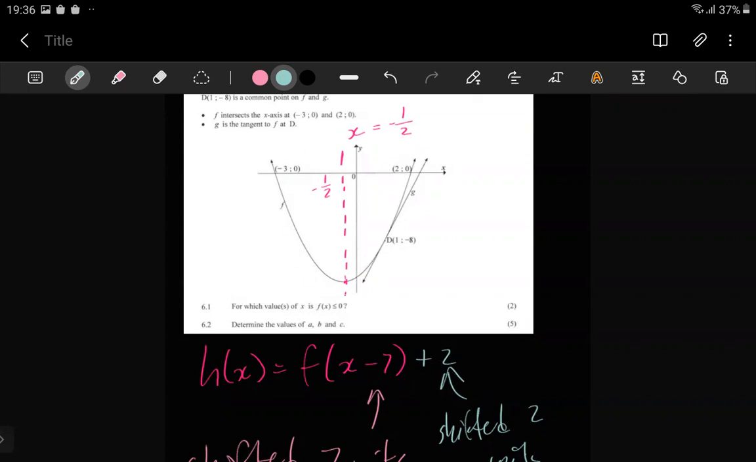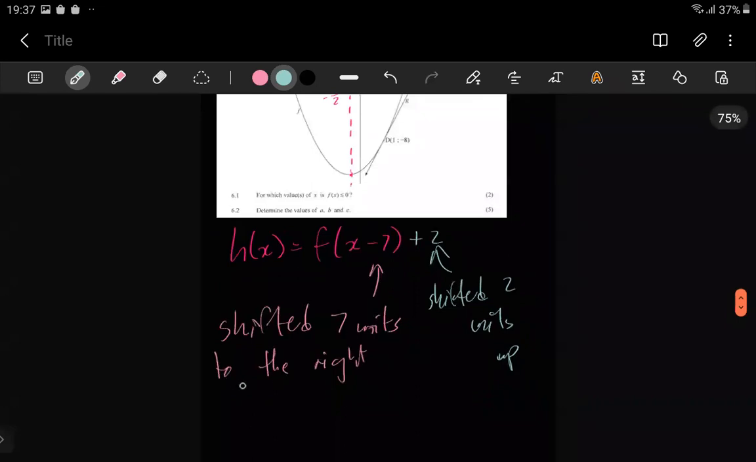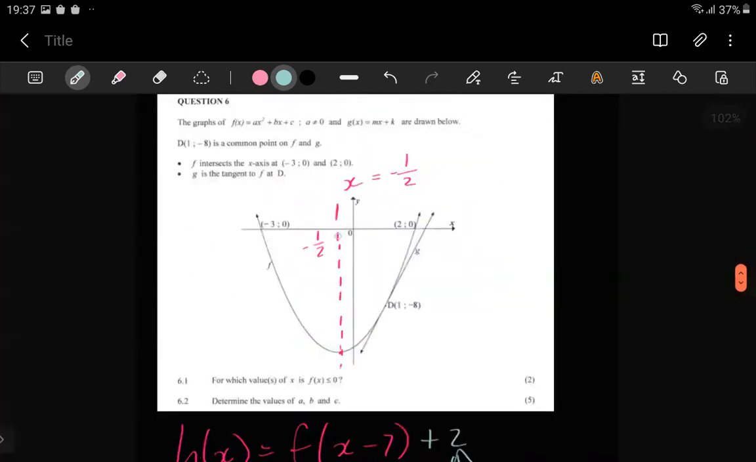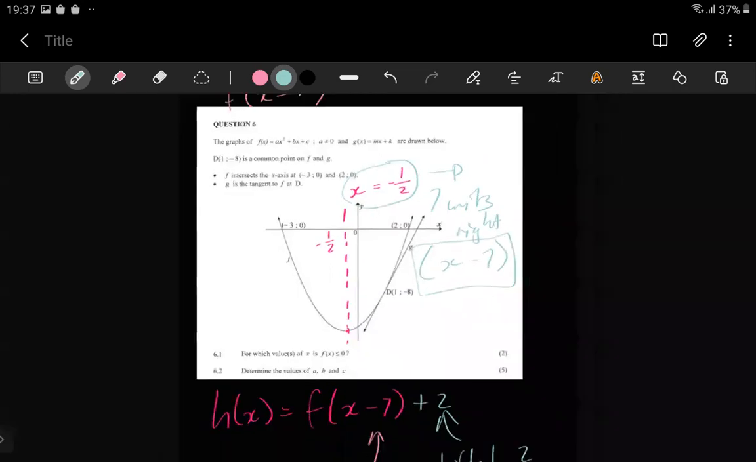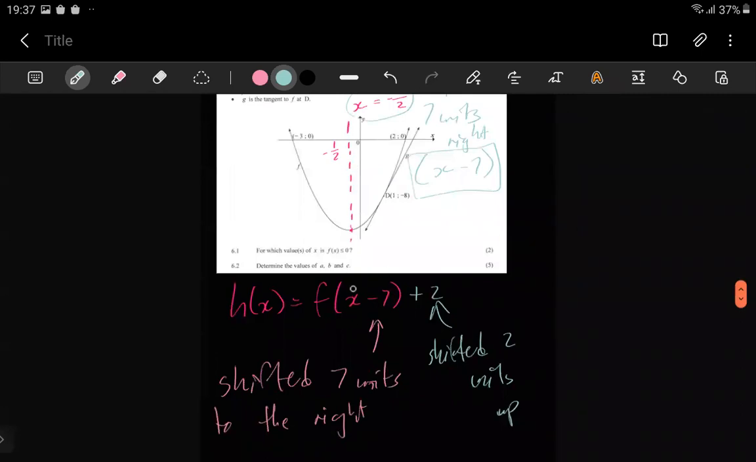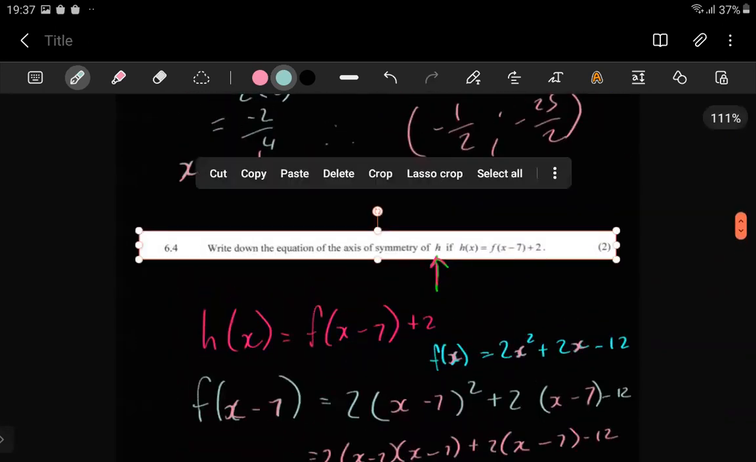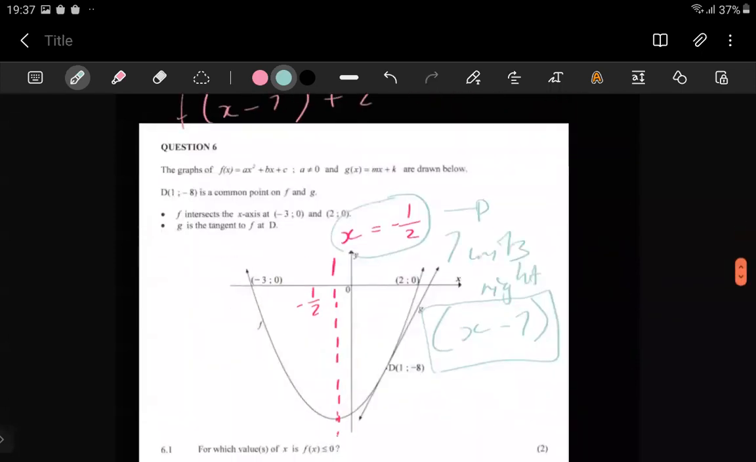So the shift of 2 units upwards is not going to affect our axis of symmetry. However, them moving our graph 7 units to the right is definitely going to affect our axis of symmetry. Because if this whole picture is moved 7 units to the right, it means that the axis of symmetry is also moved 7 units right. That's what this whole x minus 7 portion means. It means that the whole image was moved 7 units to the right. And then after doing that, they moved it upwards. But this is irrelevant to this question, because this question is mainly focusing on the axis of symmetry.